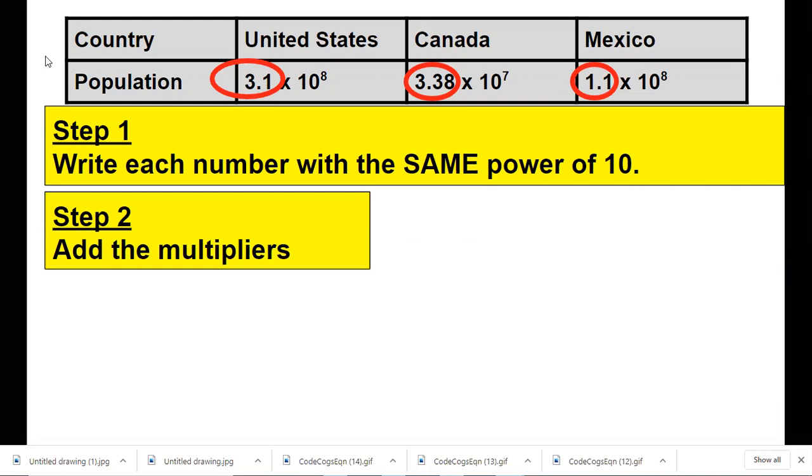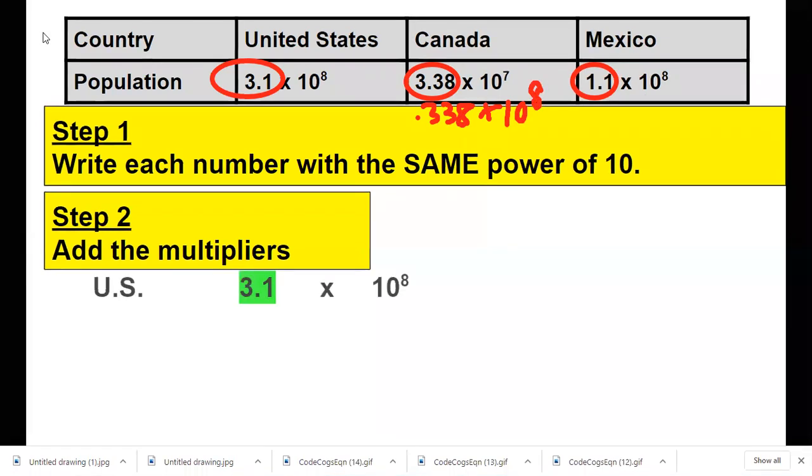Why did I say 0.338? Write that up here, even though it'll come up on our screen in a minute. Because we changed this, right? This is now 0.338 times 10 to the power of 8, because we need the powers to be all the same before we can add them. So that's what we're doing. Okay, see how that works?